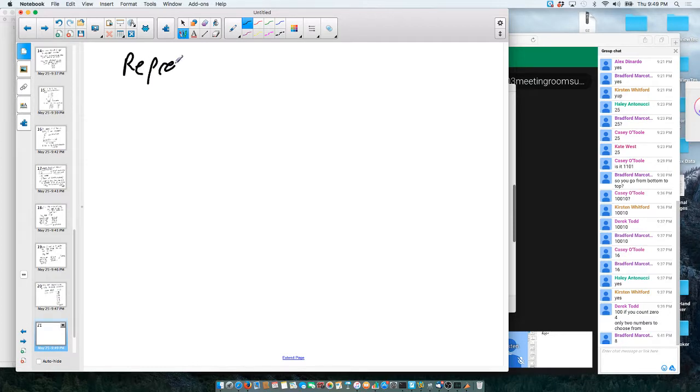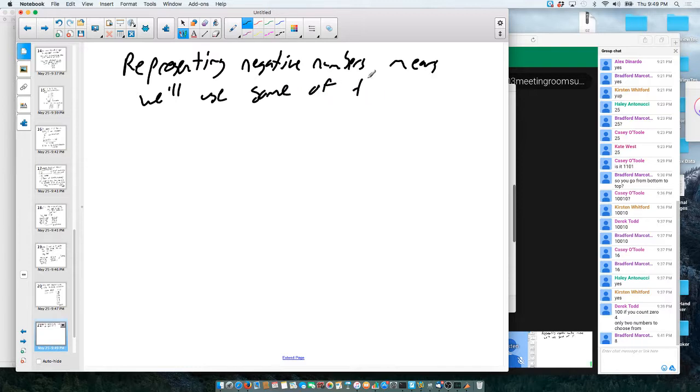Representing negative numbers means we'll use some of the bit patterns as negatives. So instead of going from 0 to 255, we'll go from negative something to positive something, probably negative 128 to positive 127, I think it is, something like that. Okay.